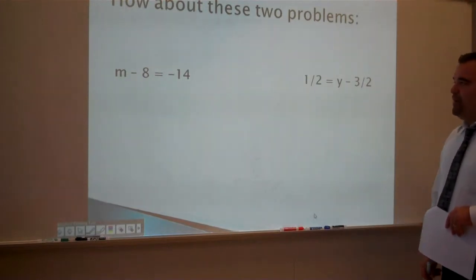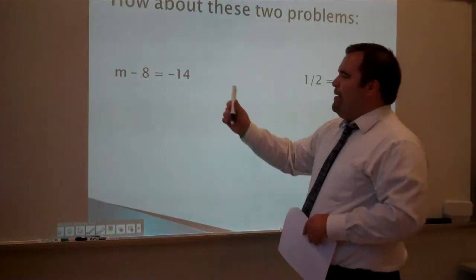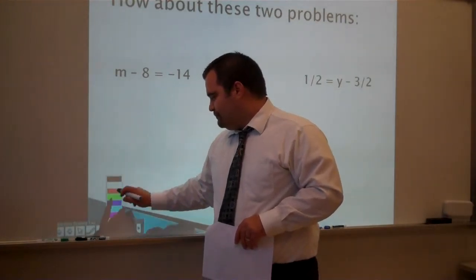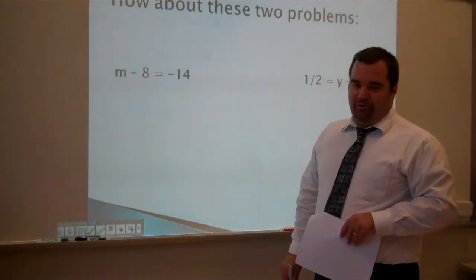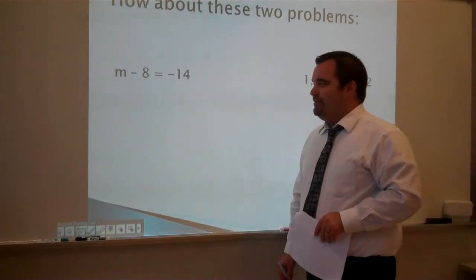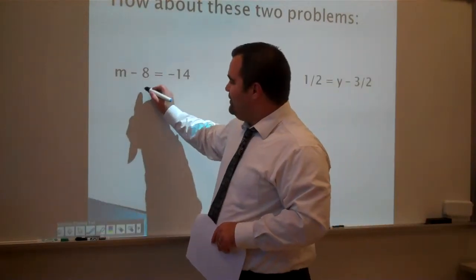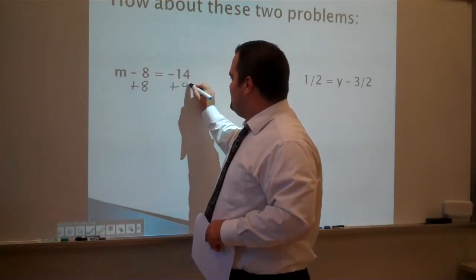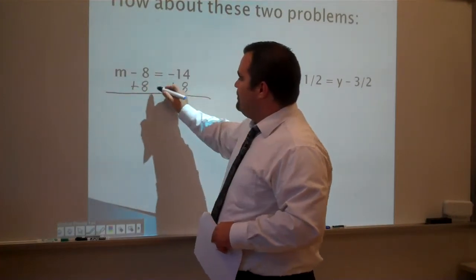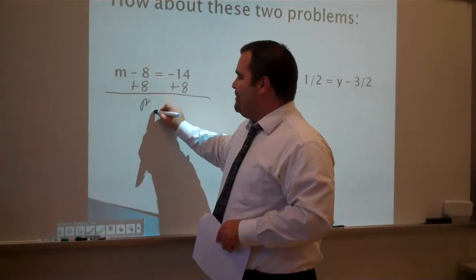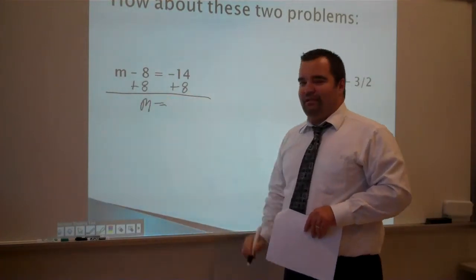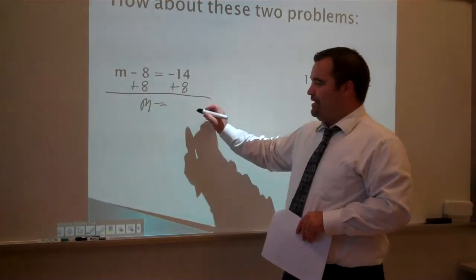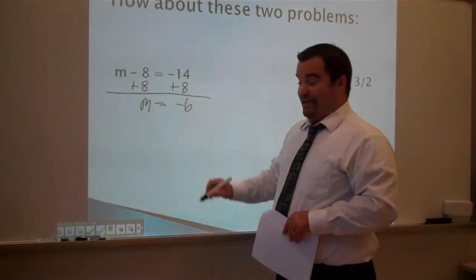Let's take a look at some of these problems. The first one over here, m minus 8 equals negative 14. What number, minus 8, will give me a negative 14? Well, just like with our last problem, I'm going to add 8 to both sides. This will cancel out to a 0. m equals negative 14 plus 8. Is that negative 6?